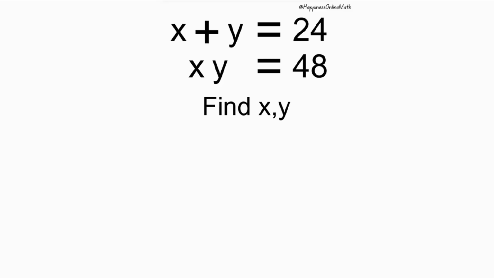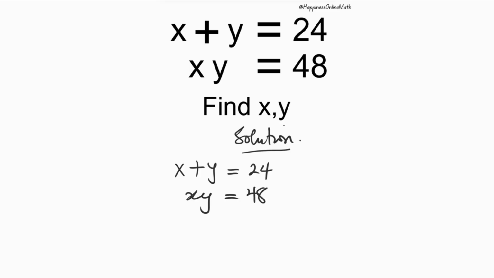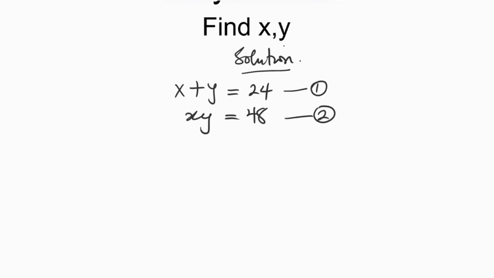We have that x plus y equals 24 and xy equals 48, and we're asked to find the value of x and y. So let's start this way. We have x plus y equals 24 and xy equals 48. This is our equation 1. This is our equation 2.